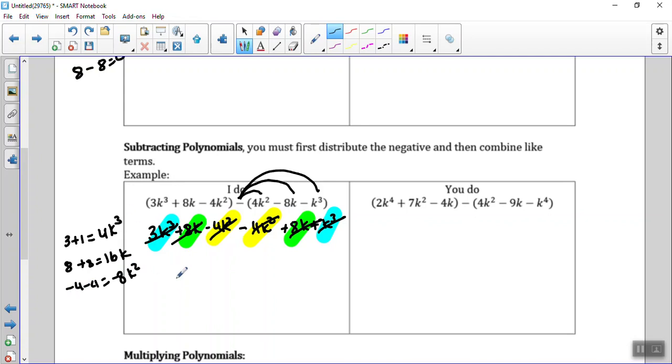Okay, now I'm going to just write these out. So I'm going to do 4k cubed. And then I'm going to write the negative 8k squared. And then you have this 16k.